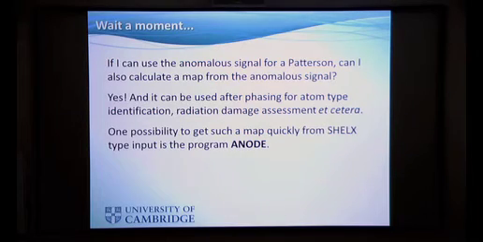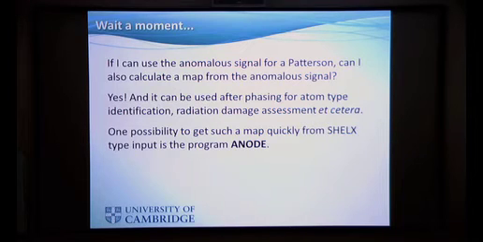Yeah, so we are now free, but wait a moment. We have now seen we can calculate electron density maps, we can calculate Patterson maps, we can calculate anomalous Patterson maps. What happens if we now, after we have the phases, take these phases and take the anomalous differences and calculate a map with this? And you actually can do that.